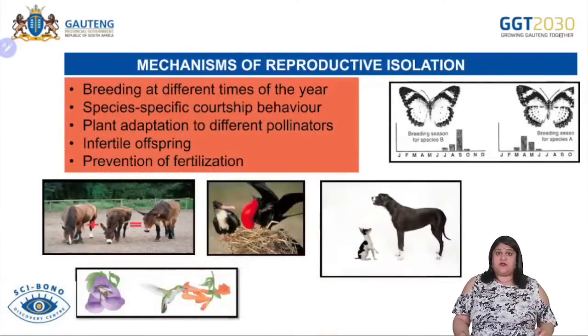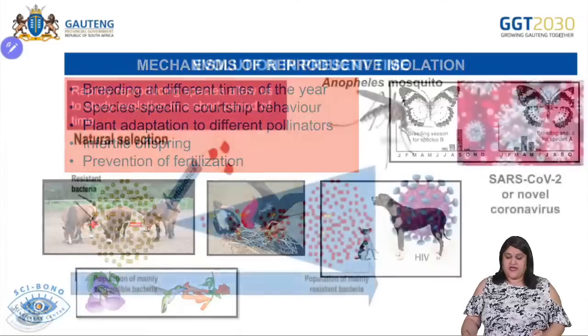Right, mechanisms of reproductive isolation, usually asked in section A. Please make sure that you know examples of these.